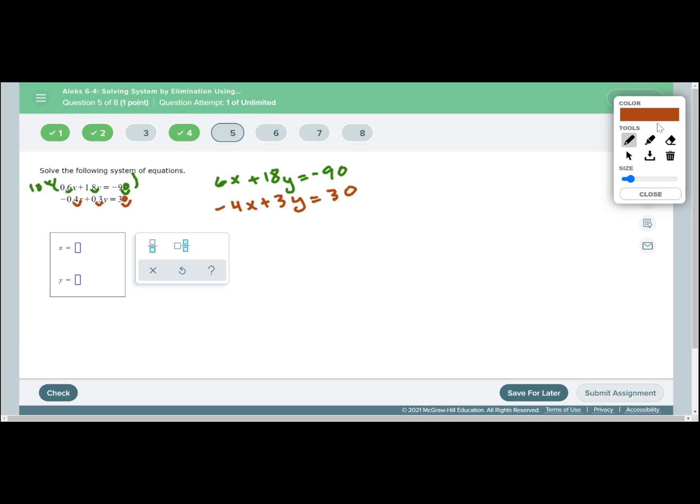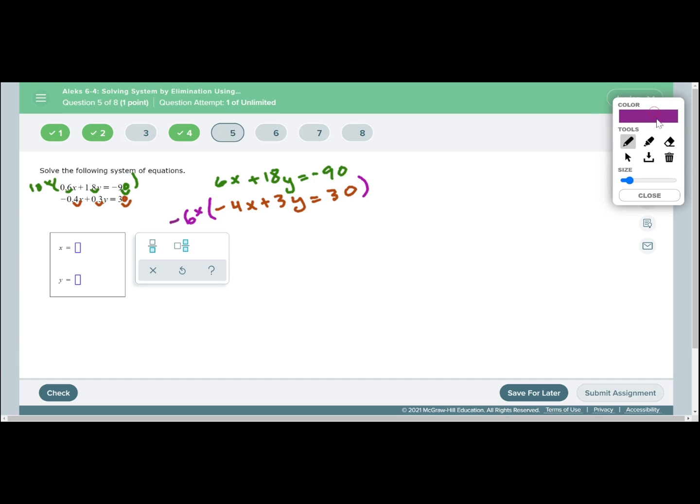Now you're going to pick a variable to cancel out, either x or y. I would choose the y because, I should ask you that question, why do I choose y instead of x? It doesn't matter. If you choose x, that's fine. It's just more steps you have to do. I choose the y because 3 going to 18 is 6 times. I can multiply by 6. And since I want the opposite sign, I'm going to multiply by negative 6.